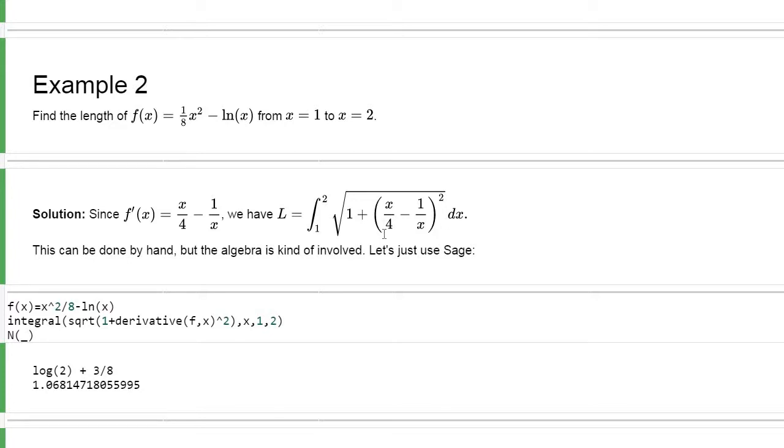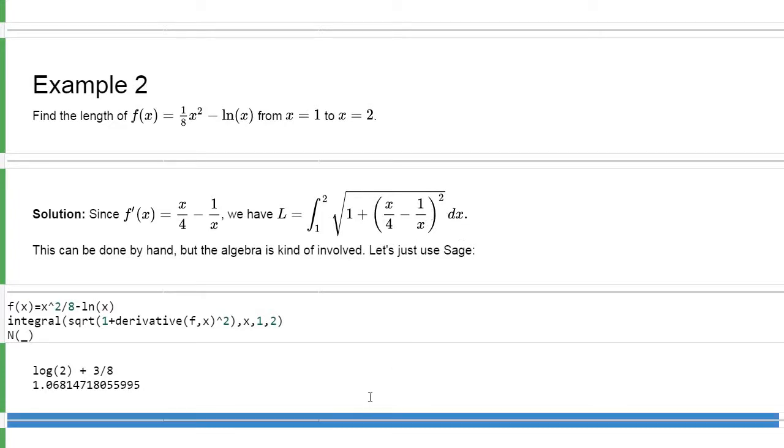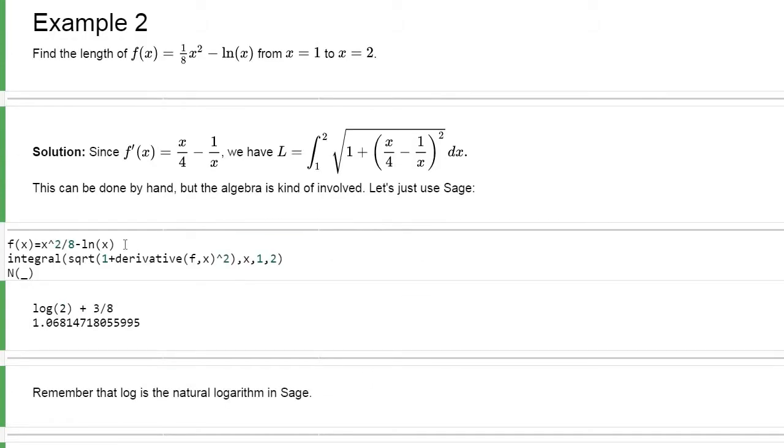You can expand this squared and add one, combine fractions, and you will see that there is some simplifying that can do it. It is possible, but it's kind of a mess to do the algebra. So we'll just let Sage do it. So here I define the function. Integral square root 1 plus derivative of f squared. This is the arc length formula.